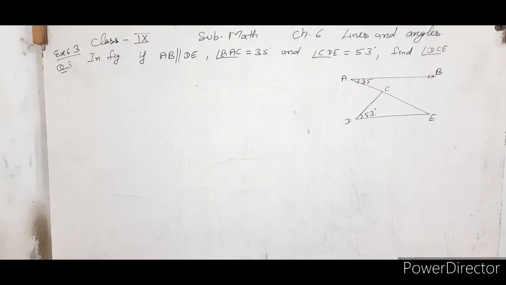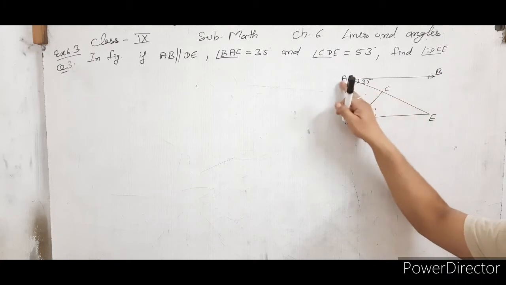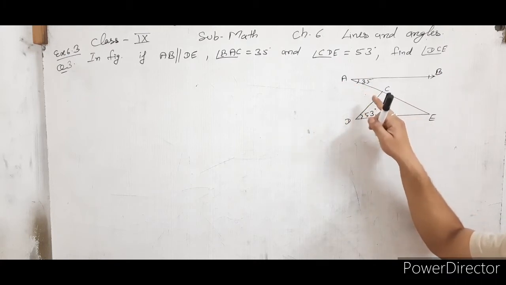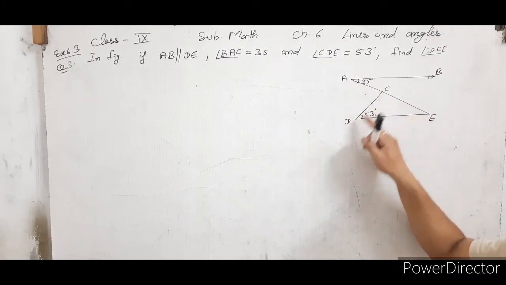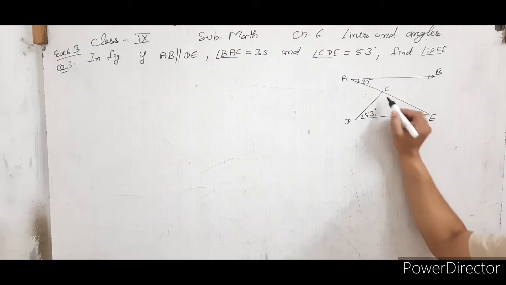Question number 3 in exercise 6.3. In the diagram, AB is parallel to DE. These two lines AB and DE are parallel to each other. Angle BAC, this angle, is 35. CDE, this angle, is 53. Then find angle DCE. That means we have to calculate this angle.